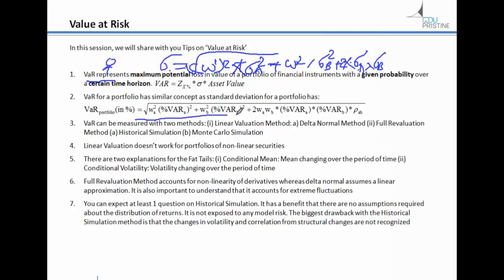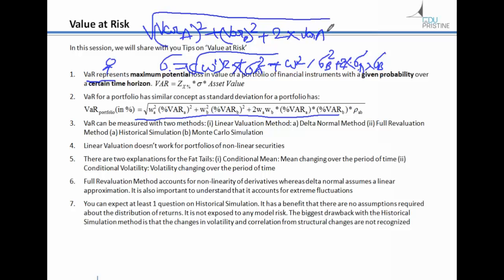This formula is on similar lines, but I would suggest the best way is this. You calculate the individual VAR for each and every asset. You will generally be given two assets and told to calculate the VAR of the portfolio. So first take out the individual, absolute VAR: the VAR of asset A, the whole square, plus VAR of asset B, the whole square, plus 2 into VAR of asset A into VAR of asset B into correlation. This way you can calculate the portfolio VAR.